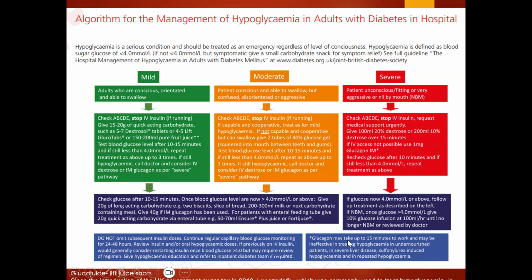Glucagon may take up to 15 minutes to work and may be ineffective in treating hypoglycemia in undernourished patients. So this is what we need to take into context, especially alcoholics, severe liver disease, sulfonylurea-induced hypoglycemia and repeated hypoglycemia. In these cases glucagon may take a longer time to work or may even be ineffective. So we should then consider giving the patient IV dextrose.